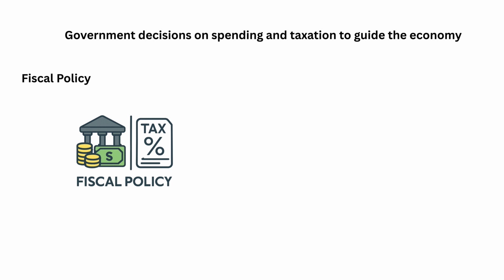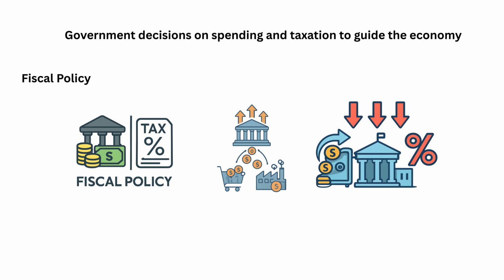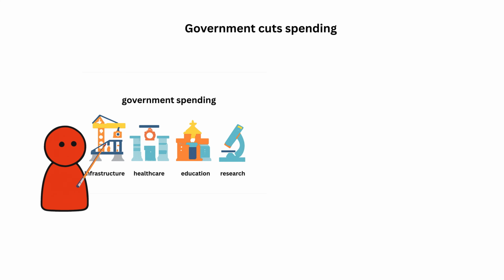Fiscal policy. Fiscal policy involves government spending and taxation decisions. When the economy is in a recession, governments may increase spending to stimulate demand for goods and services. Conversely, during times of high inflation, they may cut spending or raise taxes to reduce the money circulating in the economy.